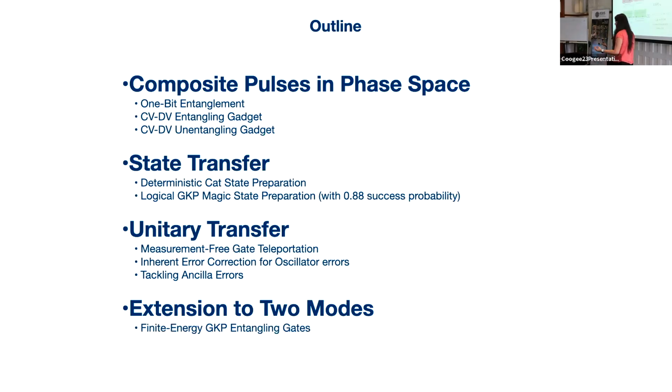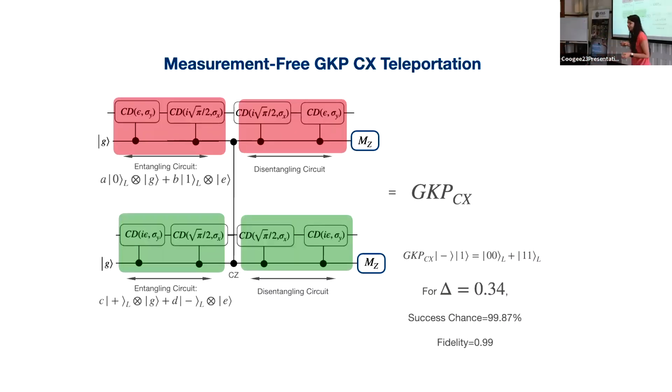So first, I'm just going to show the trivial two-qubit gate teleportation. You can take the same gate teleportation. For the top qubit, you entangle your GKP state with the ancilla in the 0-1 basis. For the bottom one, you entangle it in the plus-minus basis. And then you just have to apply a control Z gate between your two qubits, and you get your GKP state after the disentangling circuits. And that's actually good because the control Z gates are fast on the transmons, right?